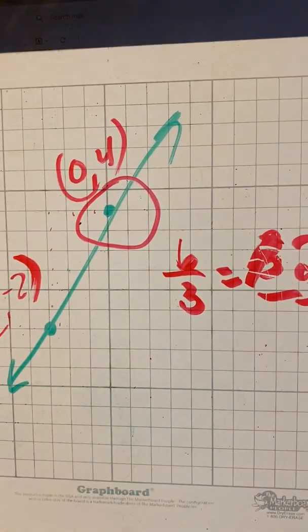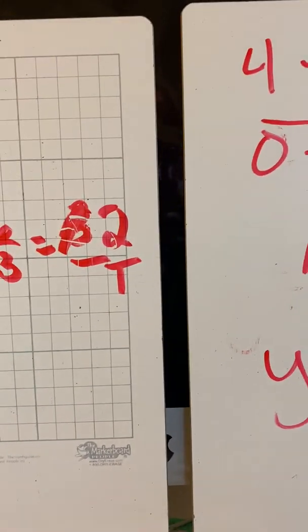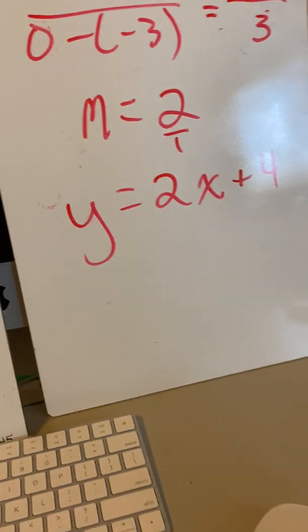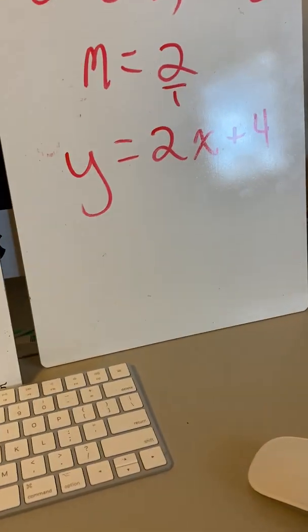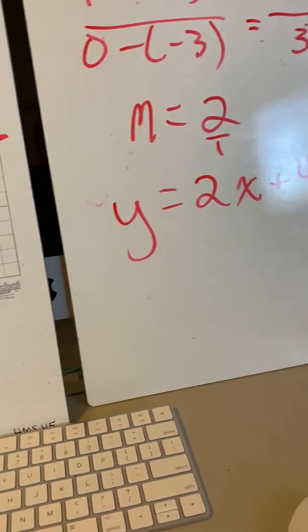Where did it cross the y-axis? At 4. And what's my slope? 2, or 2 over 1. Okay, I hope that helps. That should be numbers 6 and 7, examples of both of those.